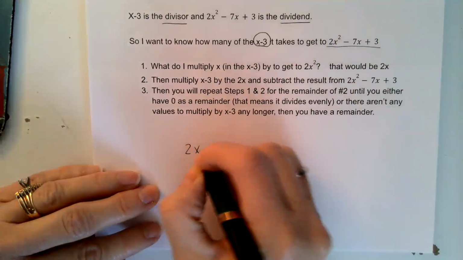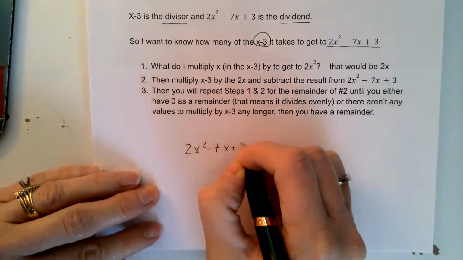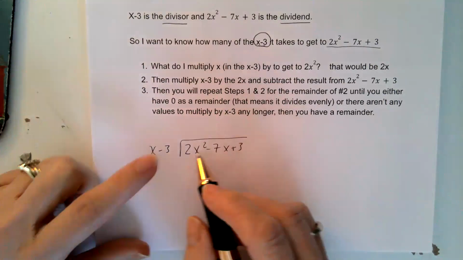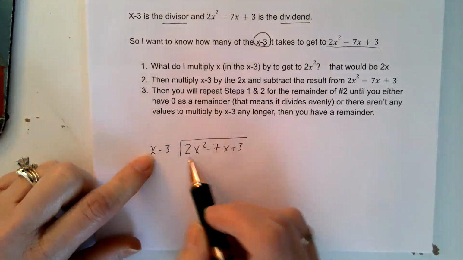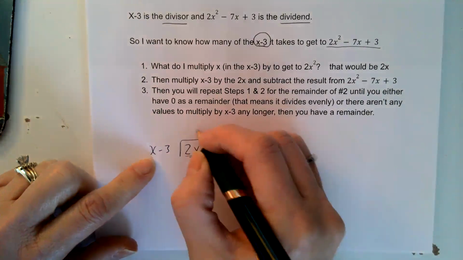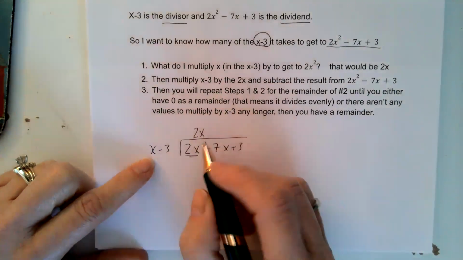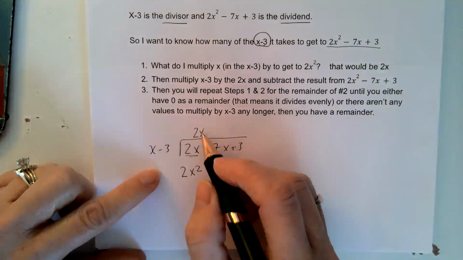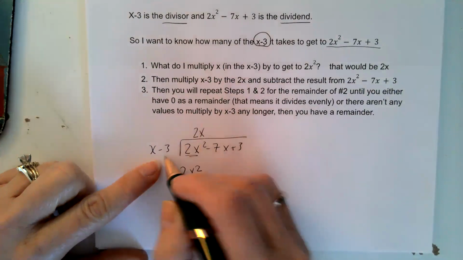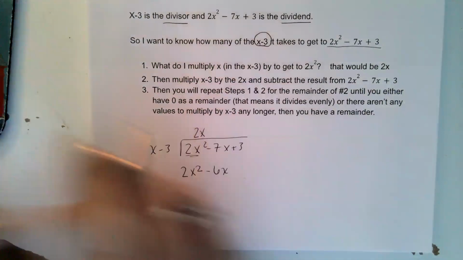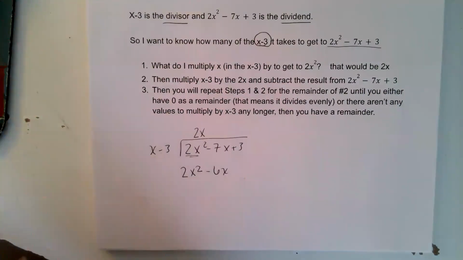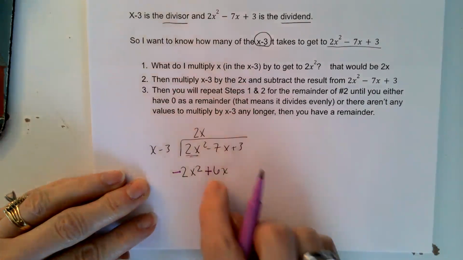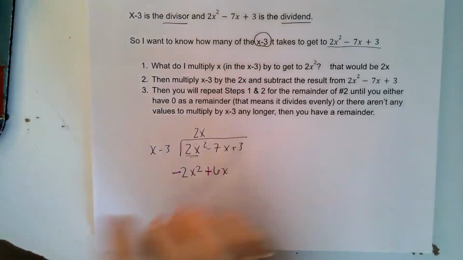So we're saying 2x squared minus 7x plus 3 divided by x minus 3. So I'm asking, what do I have to multiply x by to get to 2x squared? I have to multiply by 2x. So I'm going to multiply 2x times x, which is 2x squared, and then 2x times a negative 3, which is a negative 6x. And then when we do long division, we always subtract this. So we're going to subtract and subtract, which makes that an addition. And then I'm going to add straight down.